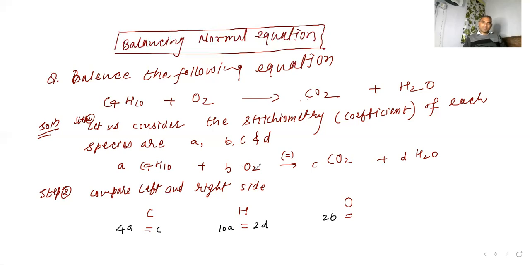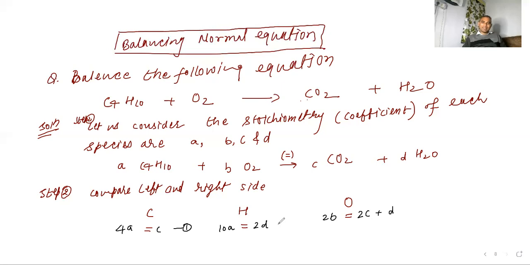Can we write 2B? Here, 2 is there. Yes, the 2B. On this side, what can we write? Here 2 is there and C is there, so I'm writing 2C plus. Here D is there and one oxygen, so I'm writing D into 1, that is D. Is it okay? Okay. So this is equation 1.